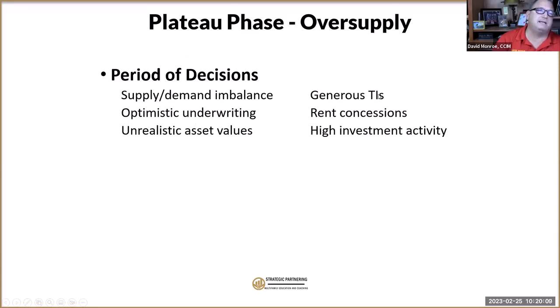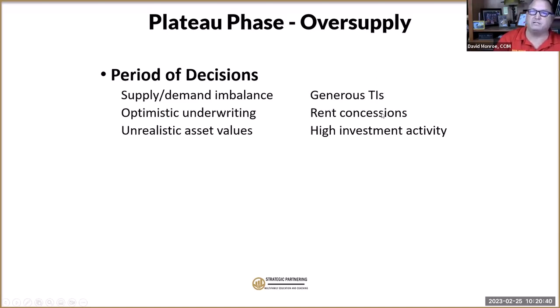Generous TIs. TIs mean tenant improvements. This is a commercial real estate term. In the residential or apartment world, you'd call this generous value-add renovations. We're removing the obsolete and bringing it up to where it should be, and we're spending millions to do it. That's where generous TIs comes in.